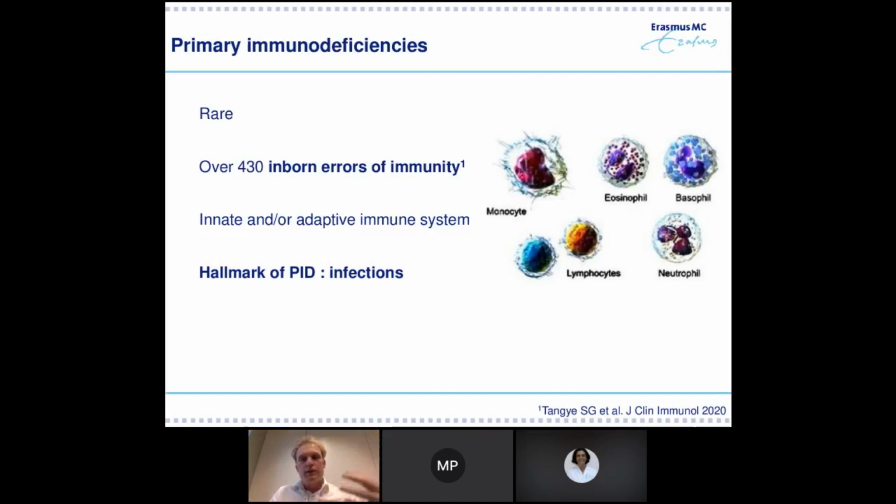Of course, needless to say, but very shortly, primary immunodeficiencies are generally very rare conditions. We recognize up till now over 430 inborn errors of immunity. They can affect the innate or the adaptive immune system. So primary immunodeficiencies are rare, they can affect all cell types, and their main hallmark of disease is recurrent infections.